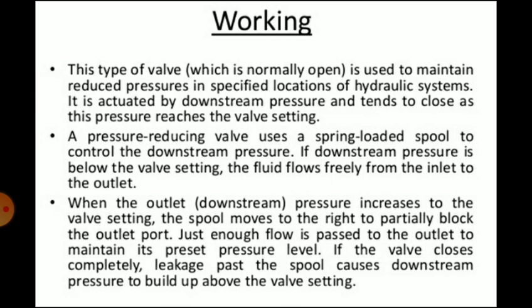When the outlet downstream pressure increases to the valve setting, the spool moves to the right to partially block the outlet port. Just enough flow is passed to the outlet to maintain its preset pressure level. If the valve closes completely, leakage past the spool causes downstream pressure to build up above the valve setting.